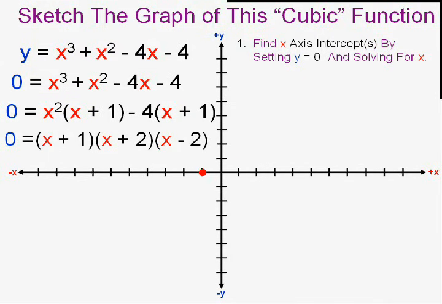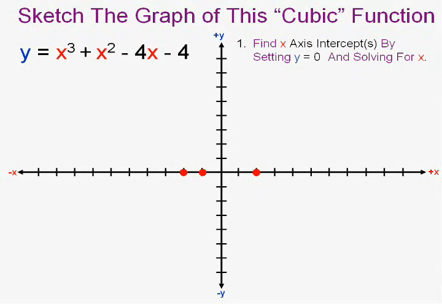So there's one x-intercept. Negative 2 for this factor. And the third one, x has to be a positive 2 to make it 0. So those are your 3 x-intercepts. That's the first step. Now we found the x-intercepts. Now what am I going to do?